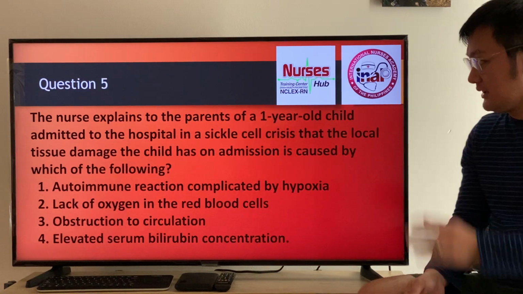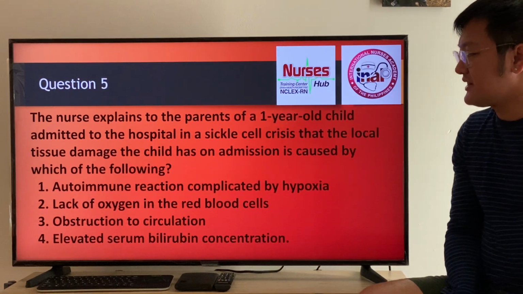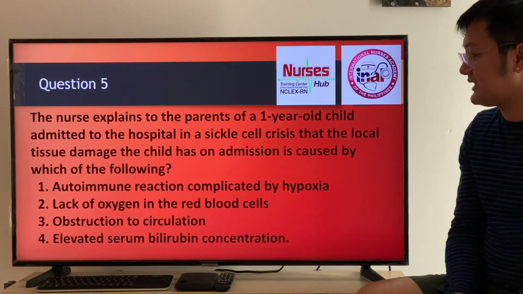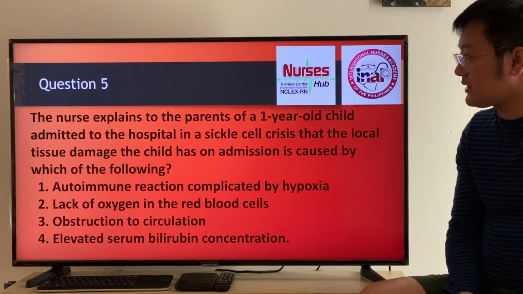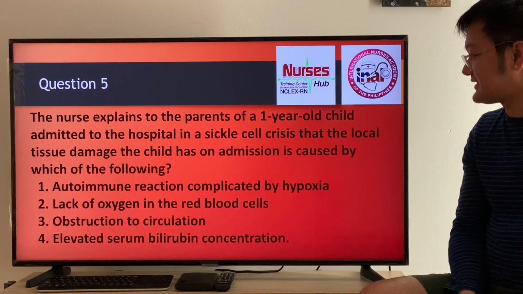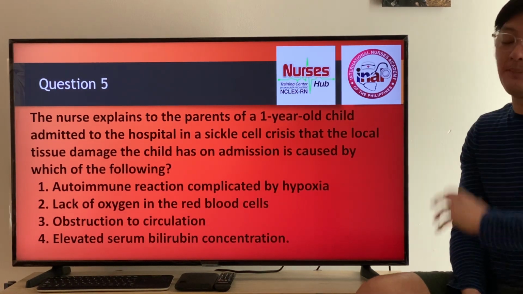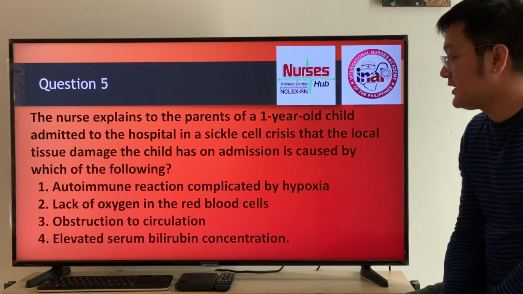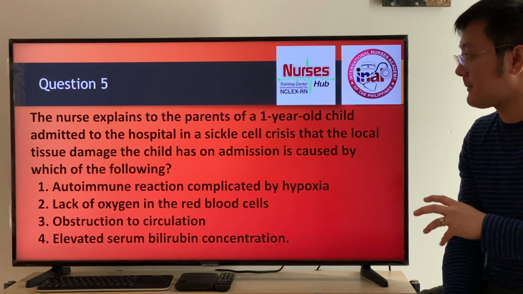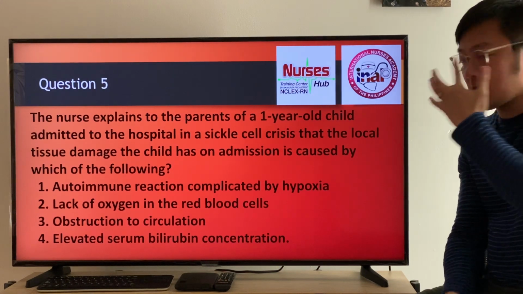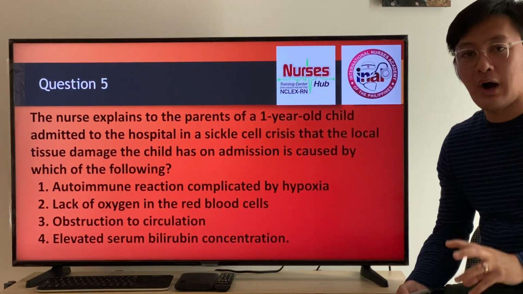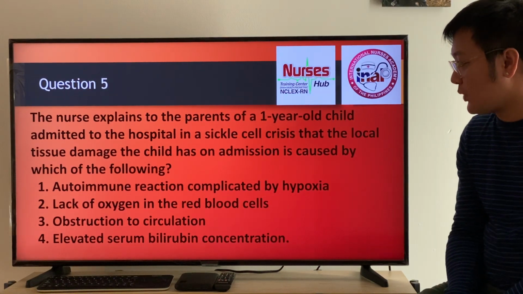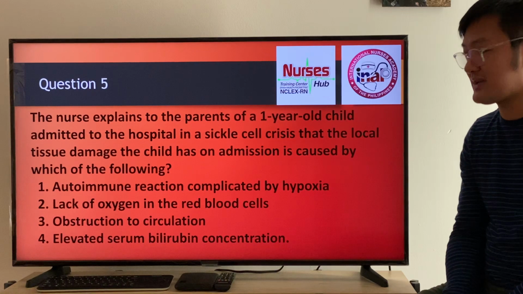Next, question number 5. The nurse explains to the parents of a 1-year-old child admitted to the hospital in a sickle cell crisis that the local tissue damage the child has on admission is caused by which of the following? So this is a question that has something to do with sickle cell problem that resulted to tissue damage. So the question here is asking you, what causes tissue injury or tissue damage in sickle cell problem?